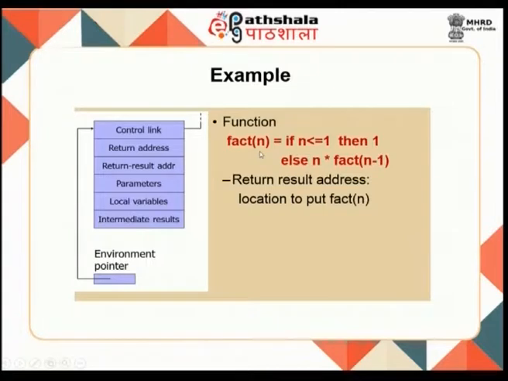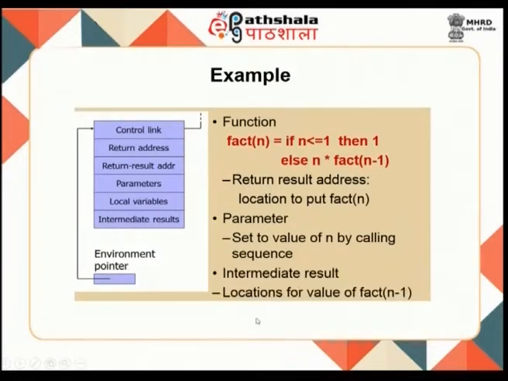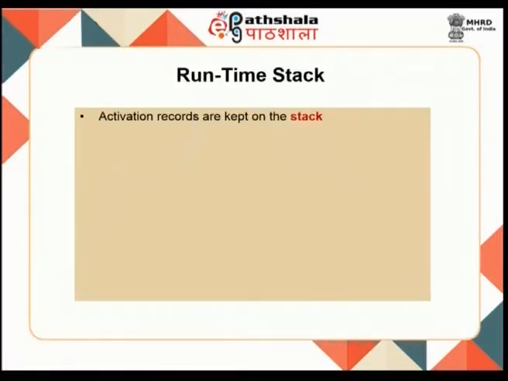So, you have a function factorial of n. If n is less than 1, then the answer is 1, otherwise it is n times factorial of n minus 1. We are using a recursive function as an example. This is the recursive function call. So, the return result address is the location to put factorial of n, which you get. Parameter sets the value of n by the calling sequence, and intermediate results is the location for the value of factorial of n minus 1. These are the important parts of this particular activation record. So, let us look at how it will look.